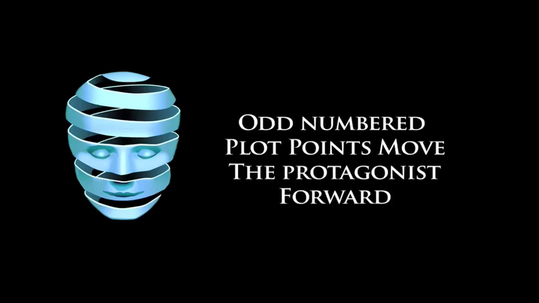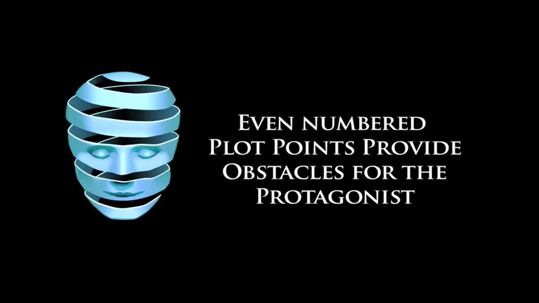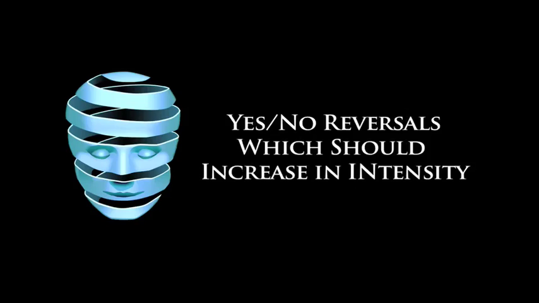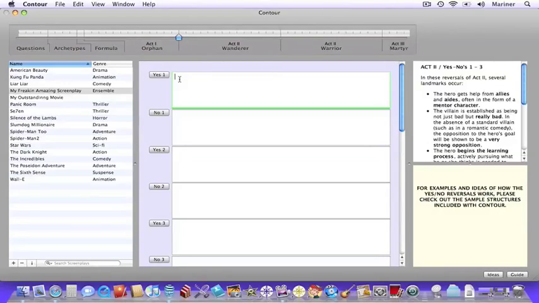Each odd-numbered plot point, 1, 3, 5, and 7, are plot points that move your character forward in their journey, and each even-numbered plot point represents a roadblock, an obstacle, or something negative. In its simplest form, it's a series of yeses and nos, and each one of these reversals should increase in intensity. As in the first act, there are tips to help you write these series of reversals in the top pane. Also, if you get stuck, take a look at some of the examples we provided to you on the left-hand side to see how these are broken down.